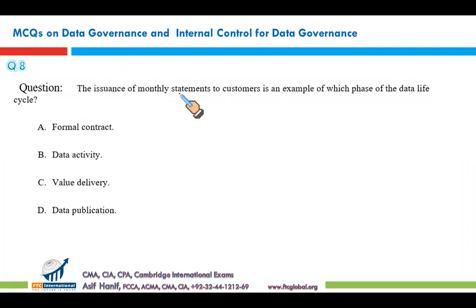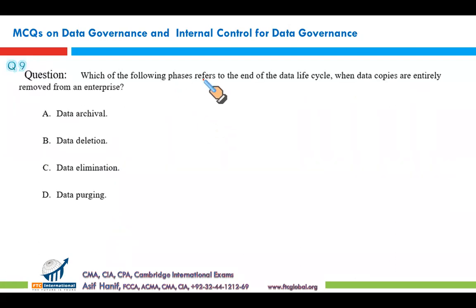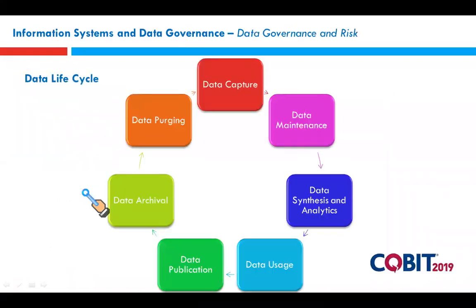The issuance of monthly statements to customers is an example of which phase of the data lifecycle? Yes, absolutely, Ahmad. You're absolutely right. The answer is data publication. Correct. Which of the following phases refers to the end of the data lifecycle? The seventh phase, when the data copies are entirely destroyed from the enterprise. Data purging. Absolutely, all of you are right. That's the last, seventh phase, data purging.